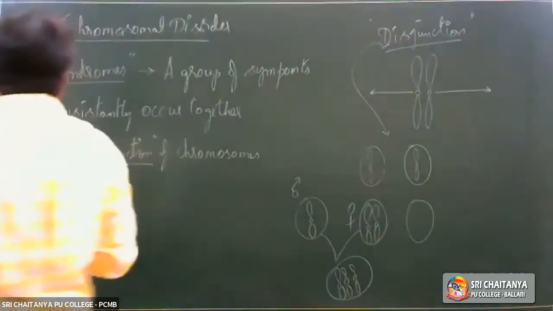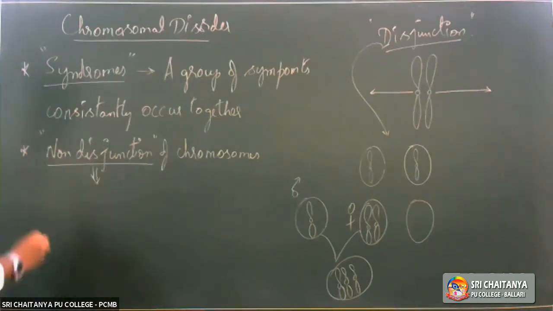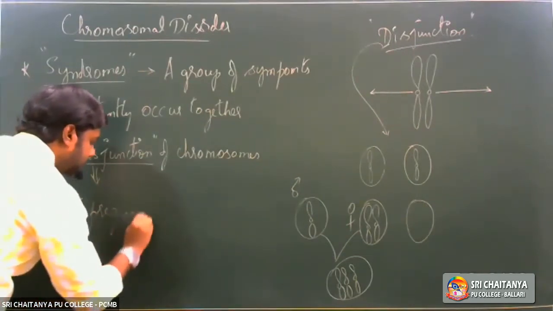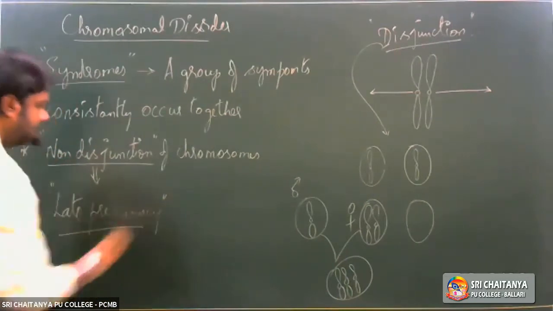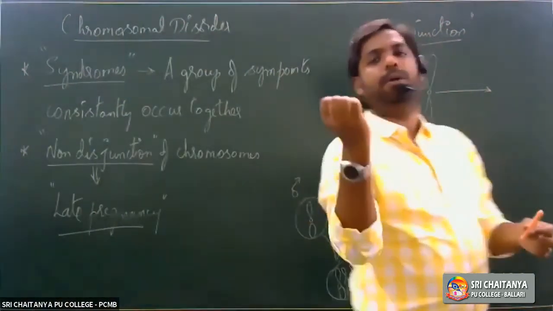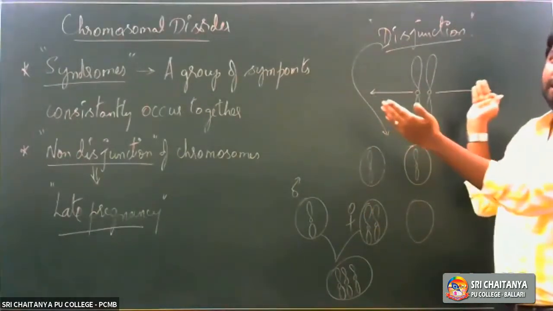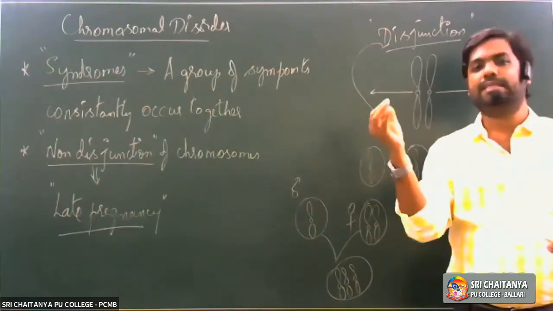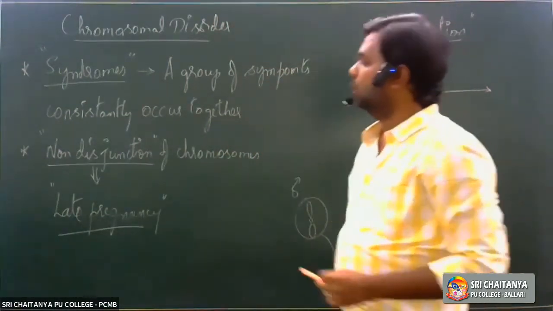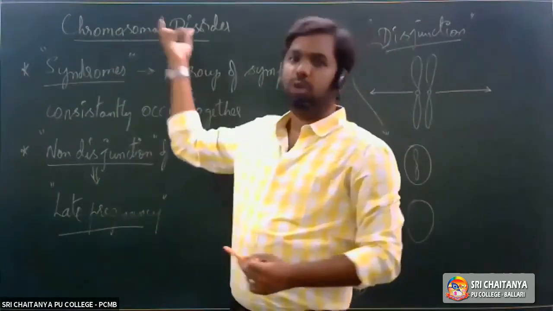One more important thing here. One of the major reasons for non-disjunction of chromosomes is the process of late pregnancies, right? So if the female individuals conceive late during her lifetime, at that point of time, the spindle fibers would not be formed properly, as a result of which there is failure of segregation happening. So most of the late pregnancies would usually lead to this condition called non-disjunction of chromosomes, and the child would actually be born with these sort of chromosomal disorders, right?